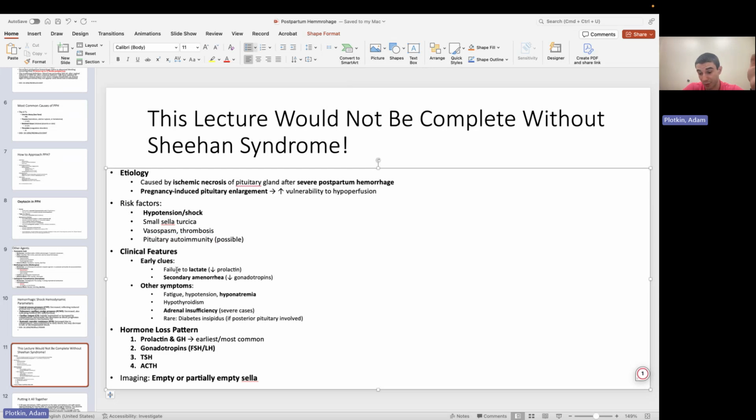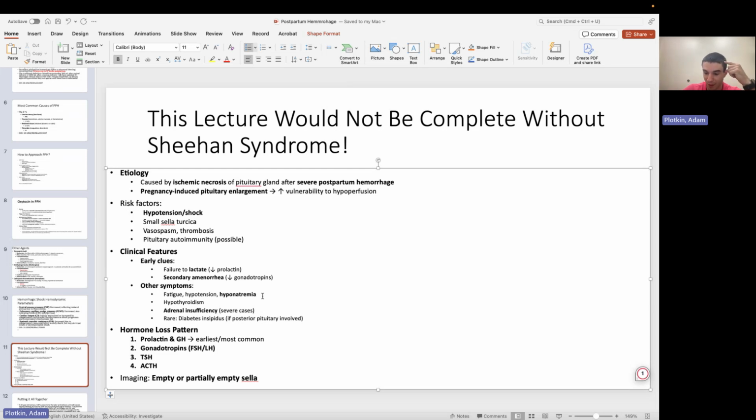What are my anterior pituitary hormones, right? They're my FLAT PIG. So FSH, LH, ACTH, TSH, and then prolactin, and then GH, right? So the early clues, right? You're going to have a patient who just gave birth, had a postpartum hemorrhage, and now she's maybe a couple weeks out and she hasn't been able to lactate, right? That's due to a lack of prolactin. Maybe she has secondary amenorrhea, right?